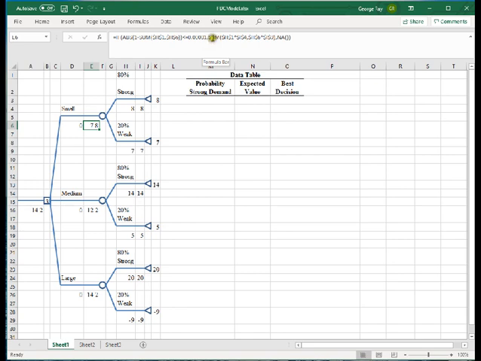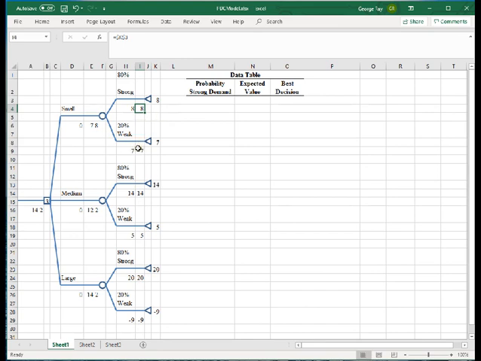If that's the case, then we're going to do a sum of H1 times I4. H1, of course, is the probability of the strong demand, and I4 is the outcome for strong demand and a small project. We get this 8 from our payoff table. So 80% times 8 is going to be 6.4.